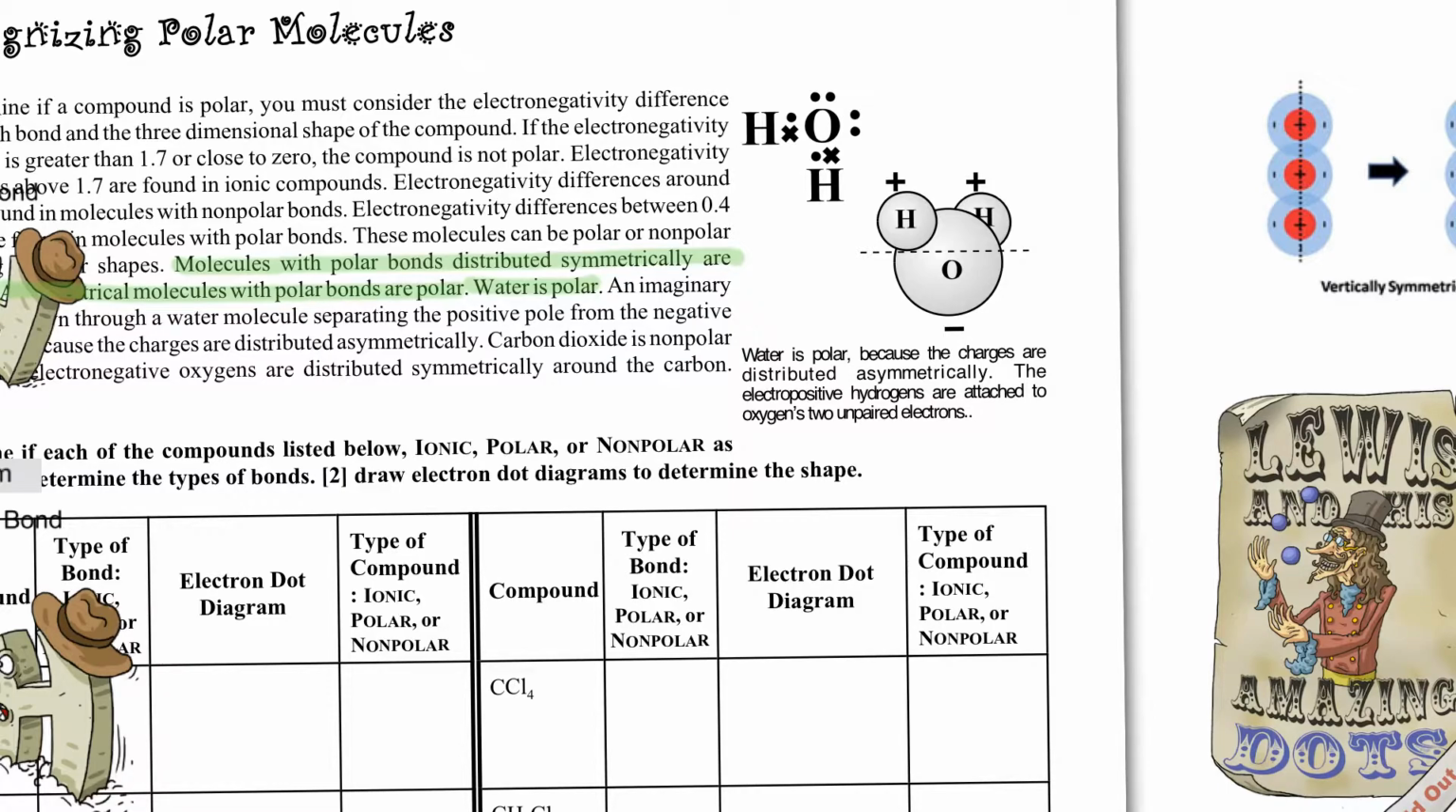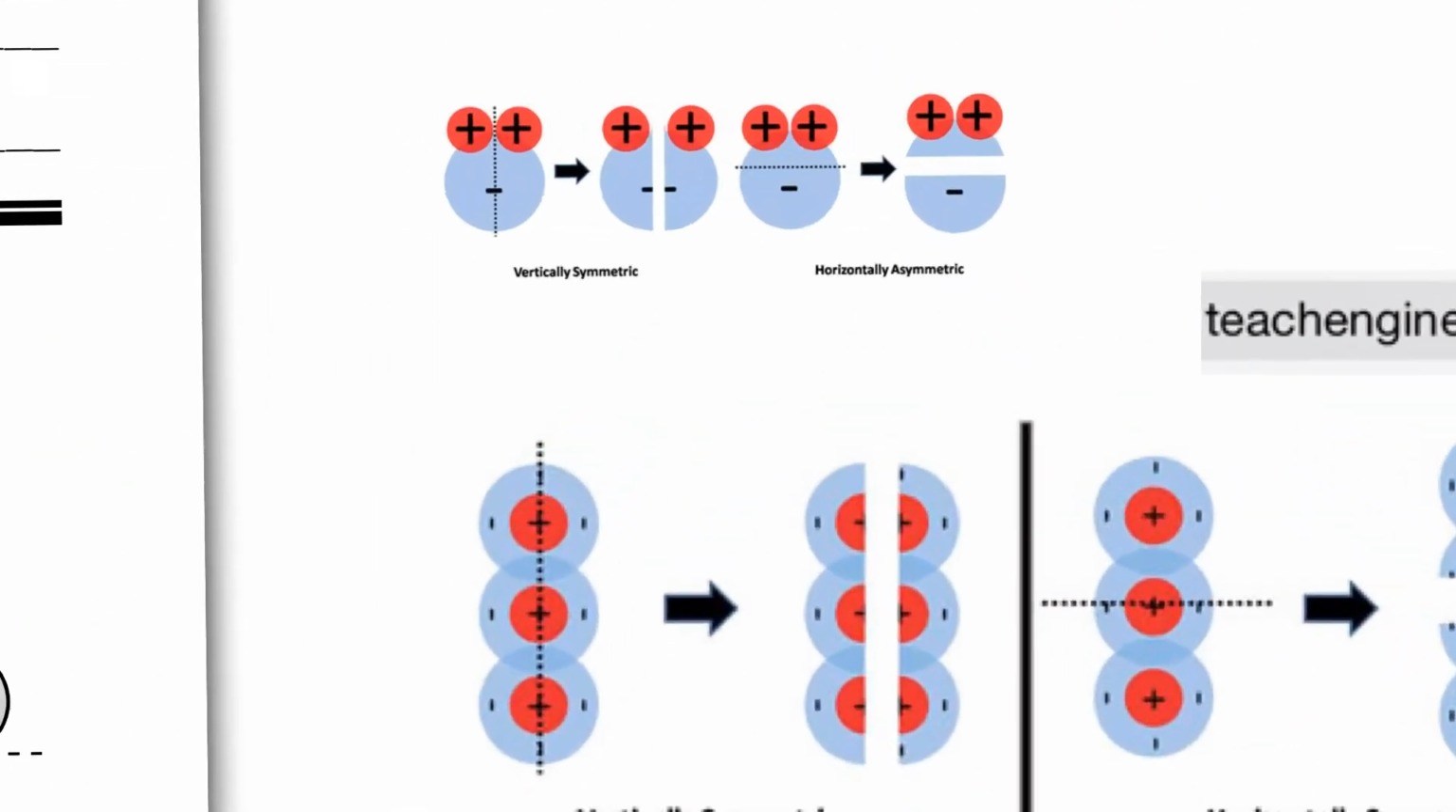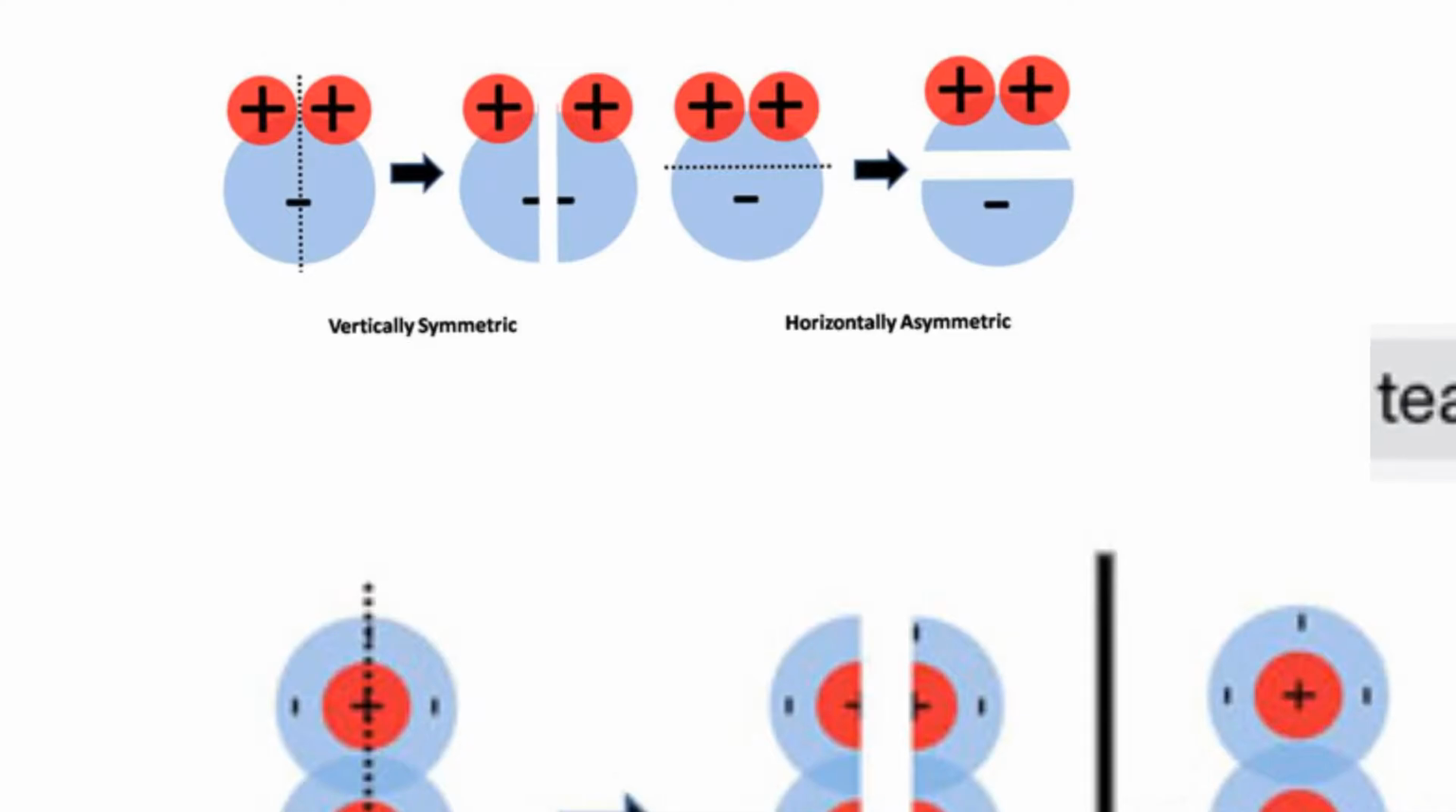What's interesting though is if we look at water from different perspectives, if we looked at cutting down water through the middle, we do actually have 2 symmetrical sides to it. But remember that molecules are constantly moving and they don't just stay in one position. They're constantly moving around. And so we have to look at all angles of the molecule. And since, if we cut it in half this way, there is a positive end and a negative end, this is asymmetrical, therefore water is a polar compound.